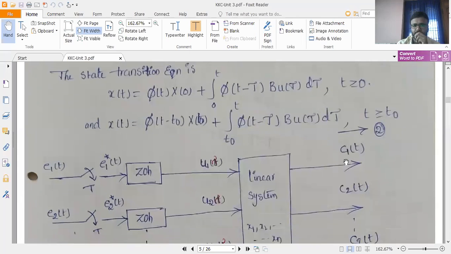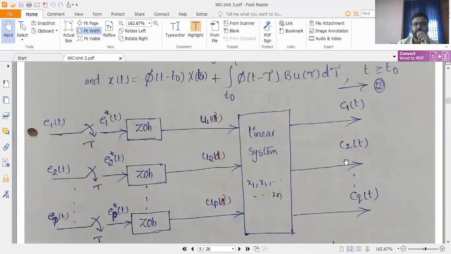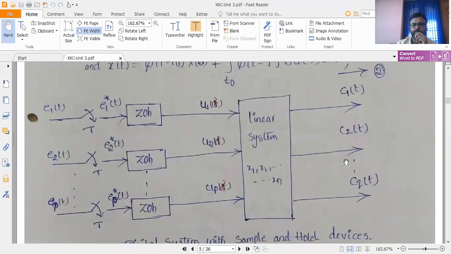Okay, so this is the state transition equation, that is nothing but the solution for the non-homogeneous state equation. Okay, so this is the pictorial diagram representing a discrete data system with the consideration of the sample and hold devices. Let us consider this is the linear system, and it is in cascaded position with sample and hold devices, one of which is called the zero order hold. So this is the discrete data system which is considered with the sample and hold devices.